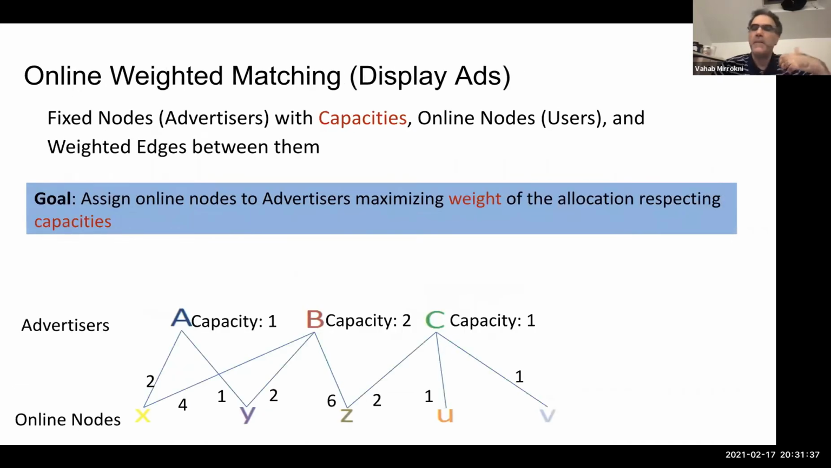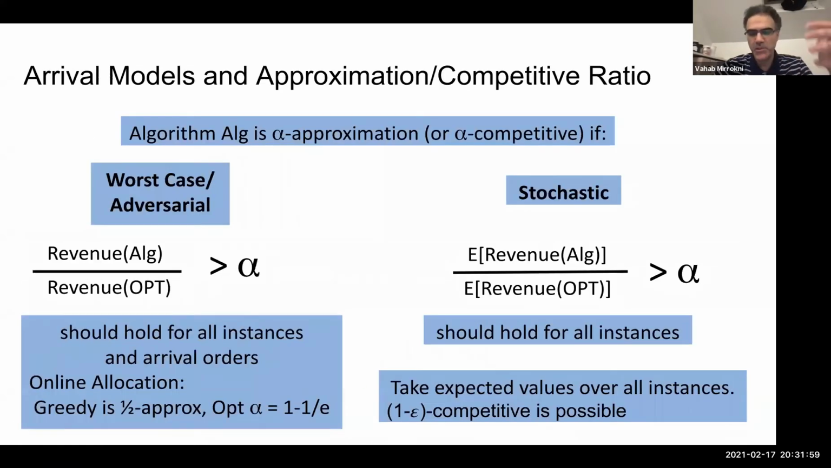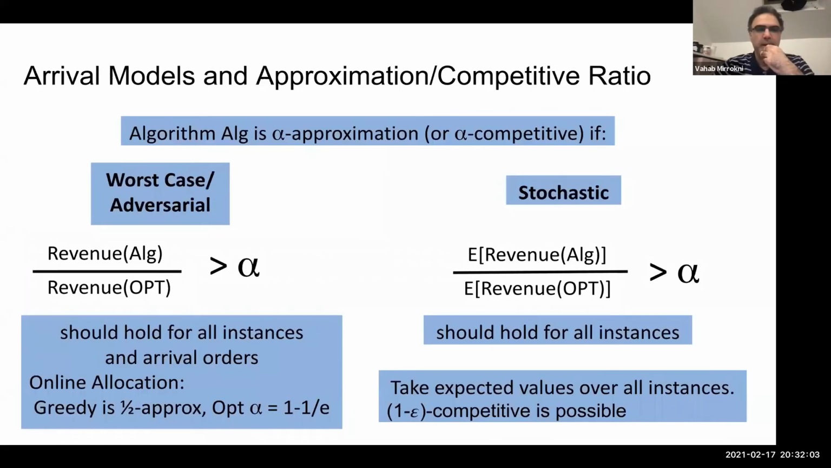In the context of display ads, it's not budgets, it's the capacity. We have to show a number of ads from Toyota, from different advertising companies, and the users again arrive in some order. So again, there is a question of how to allocate in the online weighted matching setting.